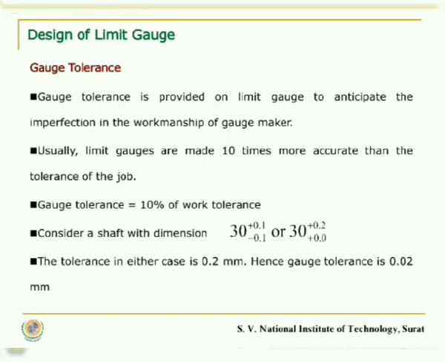Consider a shaft with dimension 30 plus 0.1 and minus 0.1, or a shaft with a dimension 30 plus 0.2 and plus 0. So the tolerance limit in either of these two cases is 0.2 mm. So gauge tolerance, which is 10% of the work tolerance, is equal to 0.02 mm.